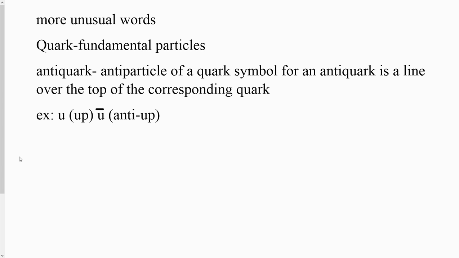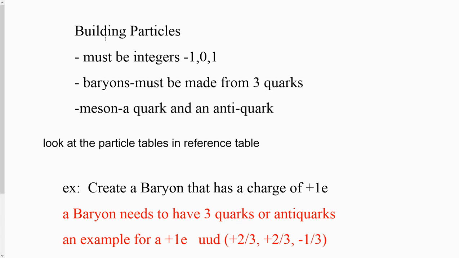So now what we're going to do is we're going to find the table in the reference table that has all the different particles on it. It has ups and charms and tops, so find your reference table, pull that out, figure out how to make a particle. The rules for building a particle. It must be integer values, so a -1, a 0, or a 1. The baryon must be made up of 3 quarks and a meson, a quark, and an antiquark. So look at the particle tables in your reference table.